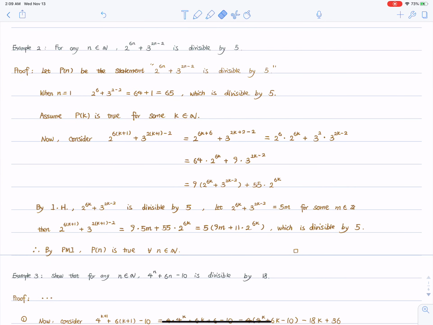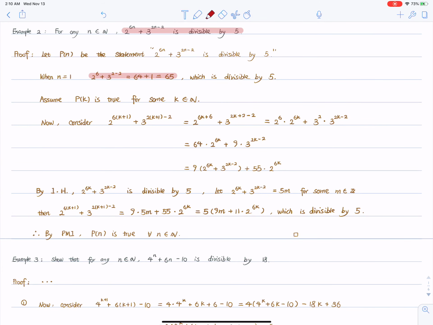The second question is another typical question for induction, when they ask you whether something is divisible by another number. Again, first of all, you need to define your P of n. Just copy down this whole thing here. Again, your base case is when n equals 1. You'll get this, which equals 65, which is divisible by 5. Now you suppose P of k is true for some k in natural numbers.